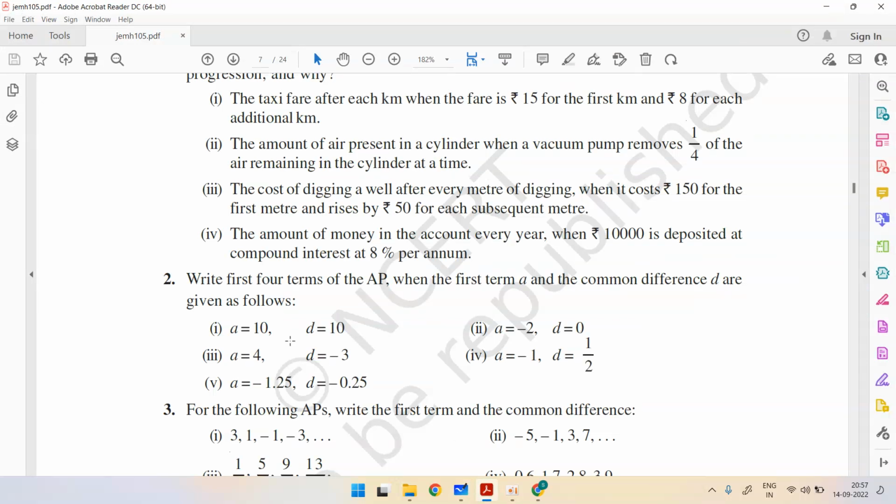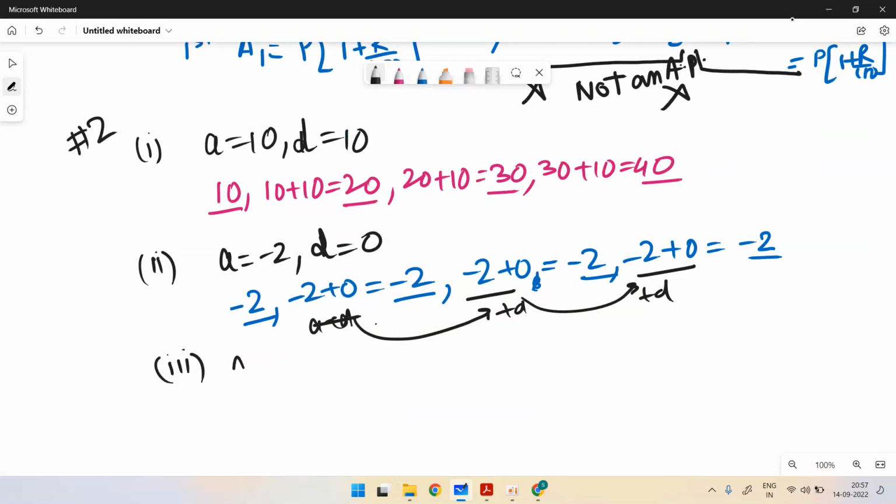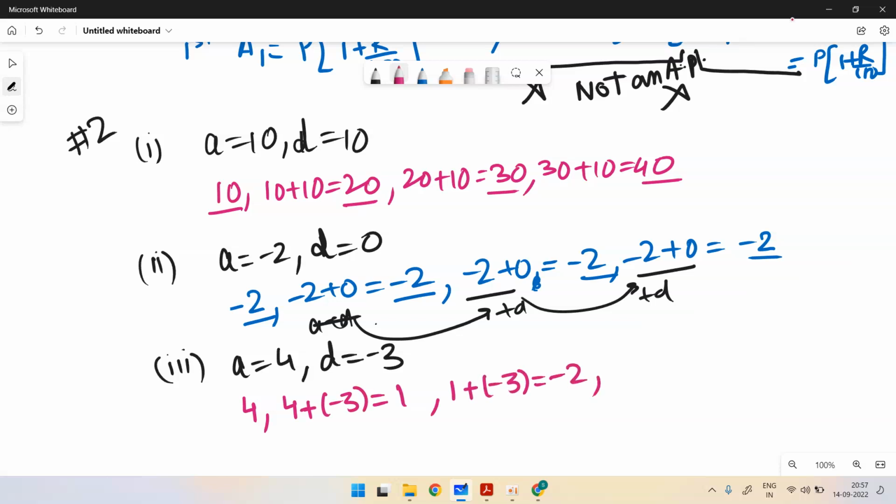Now next, the third part: A is 4 and D is minus 3. So what is the series? The series starts with A, which is 4. The next term will be this plus minus 3, which is nothing but 1. Next is 1 plus minus 3, nothing but minus 2. Next is minus 2 plus minus 3, nothing but minus 5. The terms are 4, 1, minus 2, minus 5. That is the answer.